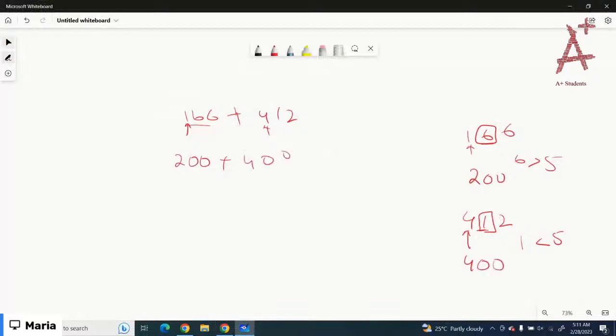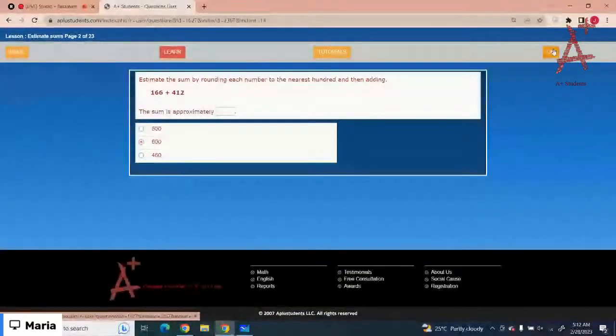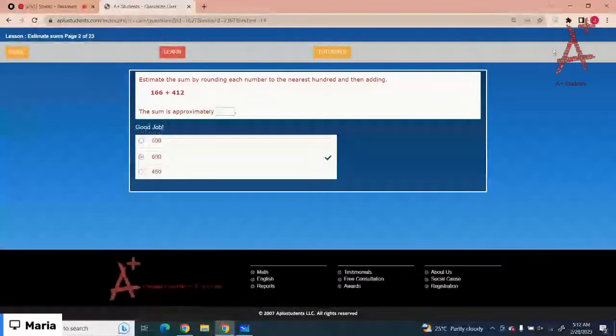So 400 plus 200 makes 600. Got it? That's how you round off the numbers. So the estimated answer is 600. Just select the correct option and click on the OK button.